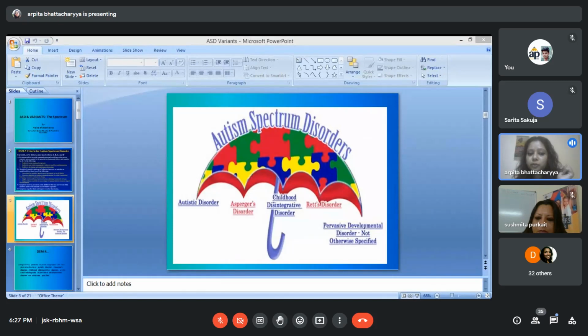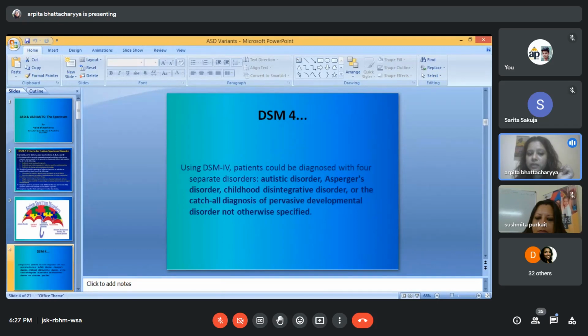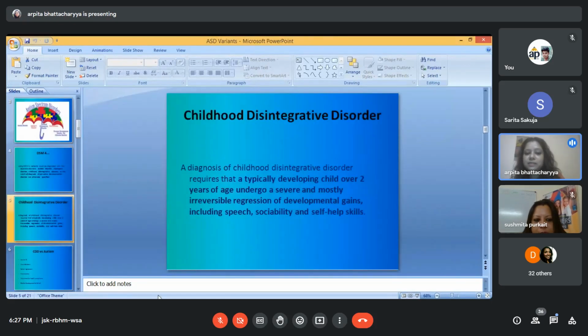So now coming to DSM-4. Using DSM-4, patients could be diagnosed with 4 separate disorders like autistic, Asperger's, childhood disintegrative, or the catch-all diagnosis of pervasive developmental disorder. So 4, and then lastly comes PDD-NOS. I will be getting into each one of them with the concept, what is the difference? We will start with CDD.